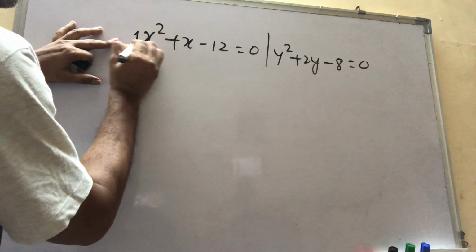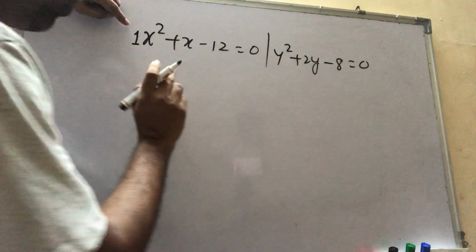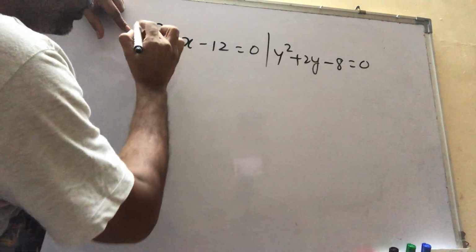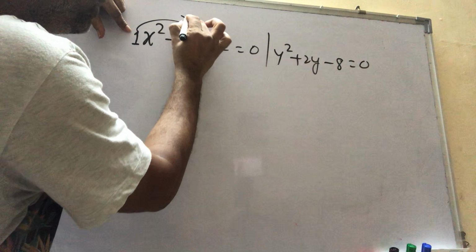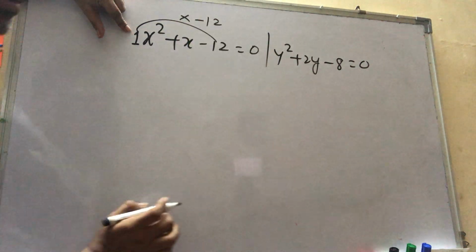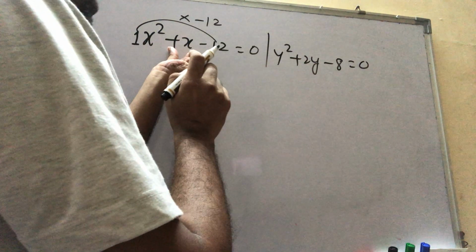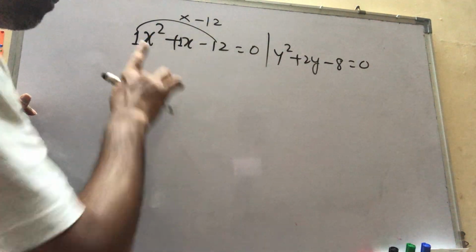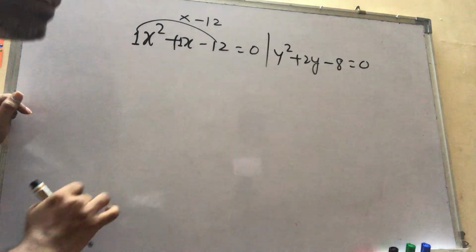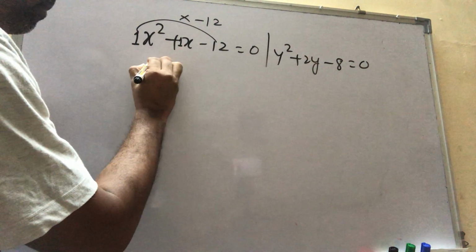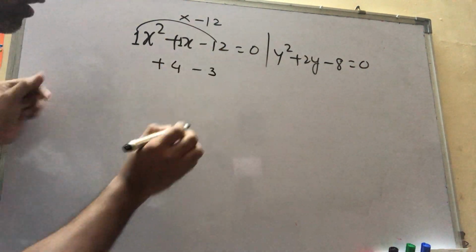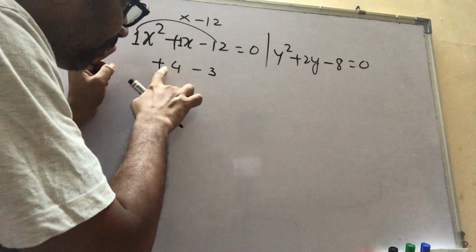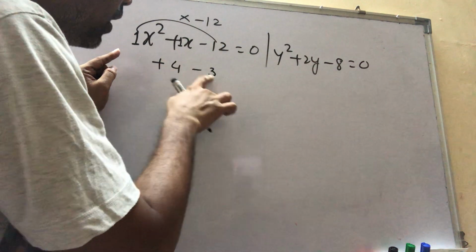See, look here. Nothing is there, which means 1 is there. Now the multiplication of 1 and this is minus 12. So when you multiply 1 into minus 12, multiplication should be minus 12, and the addition should be x, that is 1x. So the factors are: multiplication 12, and here x should come. So 4 threes are 12. So plus 4 and minus 3. Plus 4 minus 3 is plus x, and multiplication of plus and minus would be a minus.